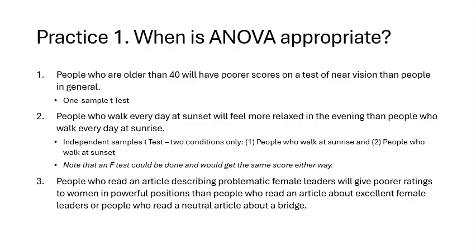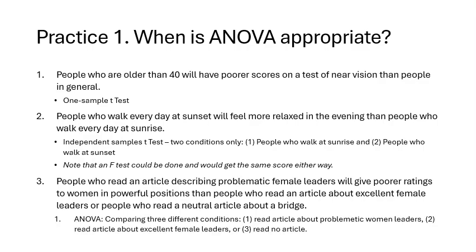People who read an article describing problematic female leaders will give poorer ratings to women in powerful positions than people who read an article about excellent female leaders or people who read a neutral article about a bridge. So in this case, we need an analysis of variance. That's because we're comparing 3 different conditions. First, those who read the article about problematic leaders. 2, those who read an article about excellent leaders. And 3, those who read no article.